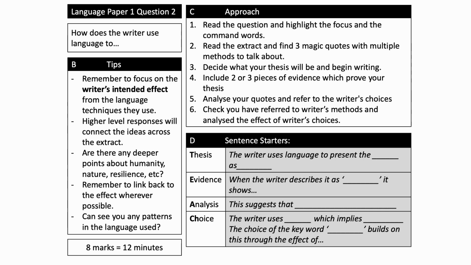So this is the mental model for question 2. Again, we've got that sentence stem: How does the writer use language to? And it will ask you to think about maybe how something's described, or how someone feels, or how something is represented. If you have a look at box B on your mental model, you'll see that there's some tips.